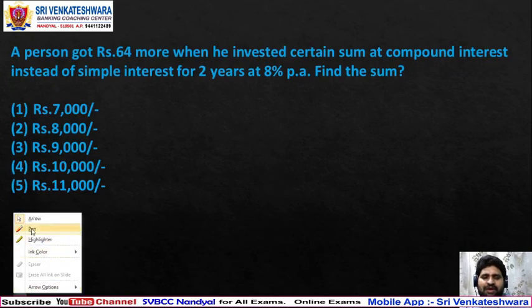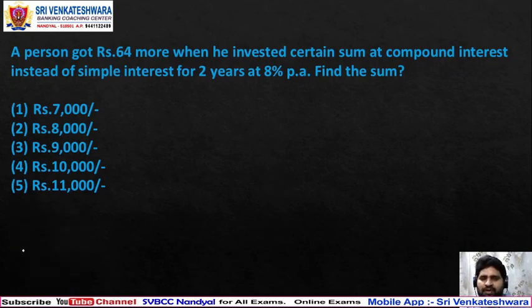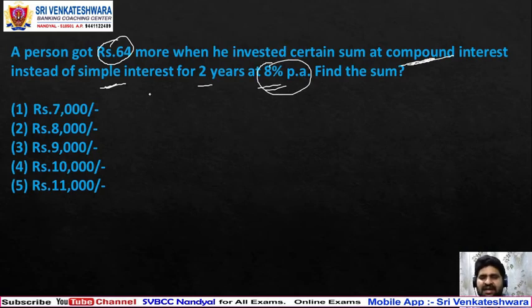A person got 64 rupees more when he invested a certain sum at compound interest instead of simple interest for 2 years at a rate of 8% per annum. What are they saying? Compared to simple interest, in compound interest I'm getting 64 rupees extra. That means indirectly they're saying the difference between simple interest and compound interest is 64 rupees.